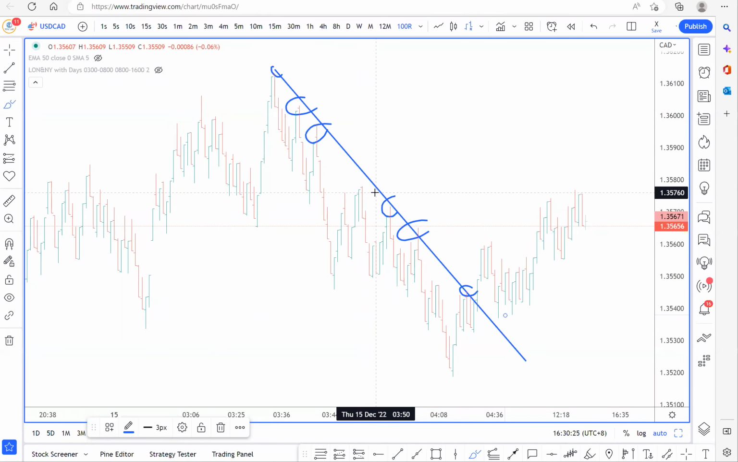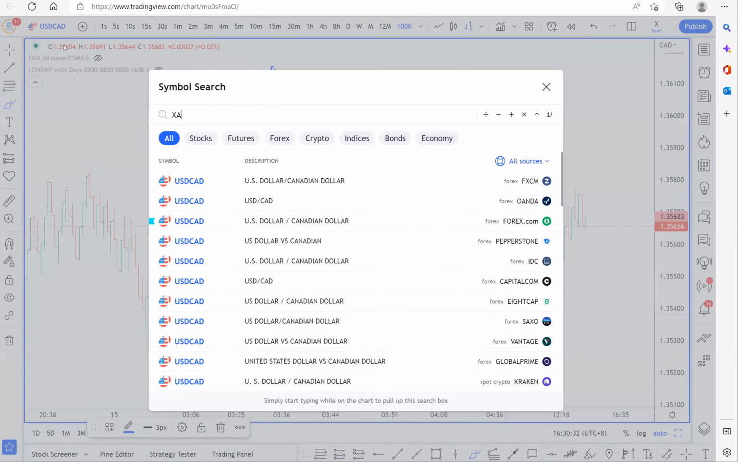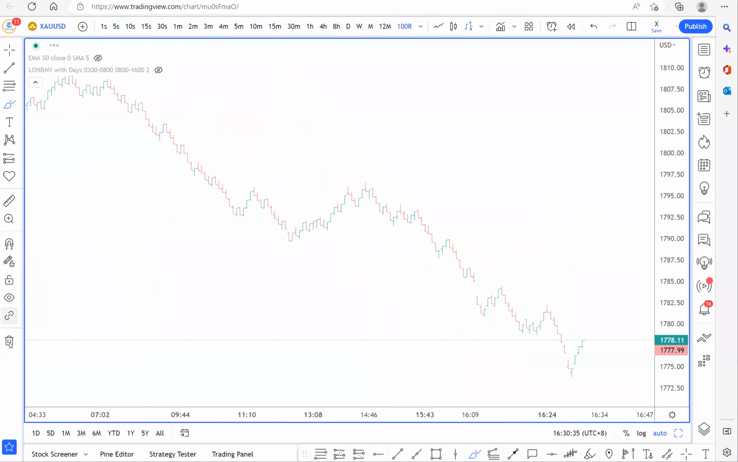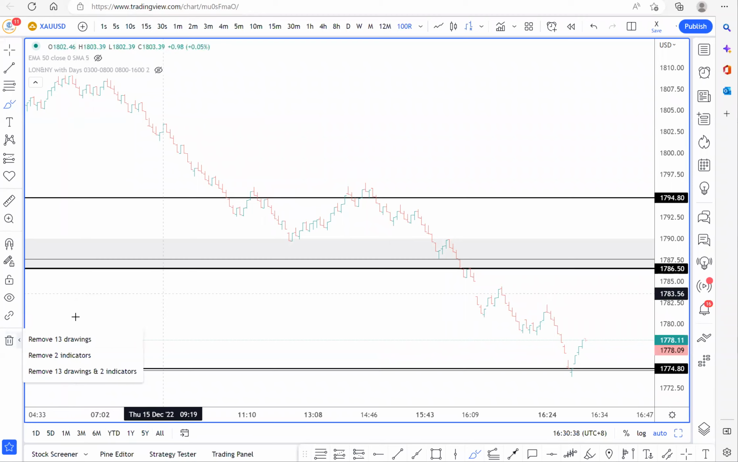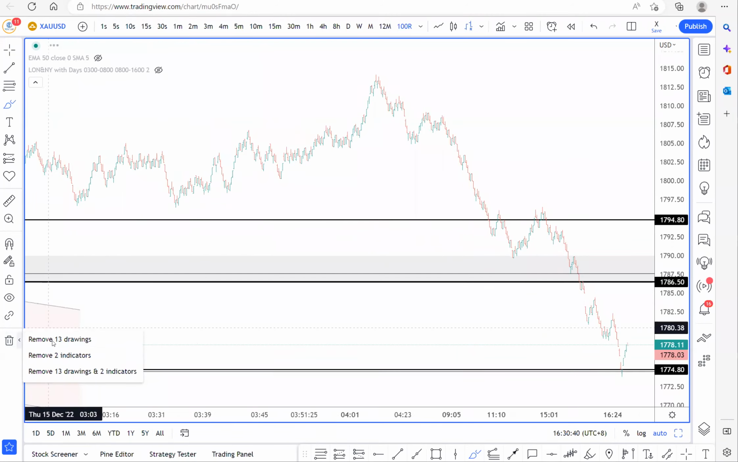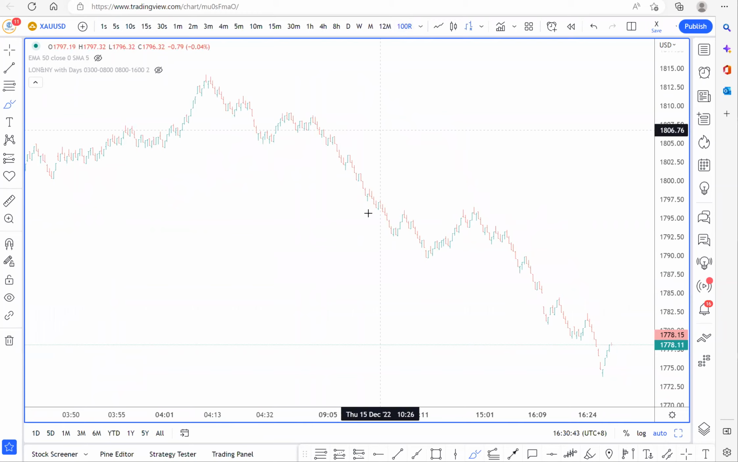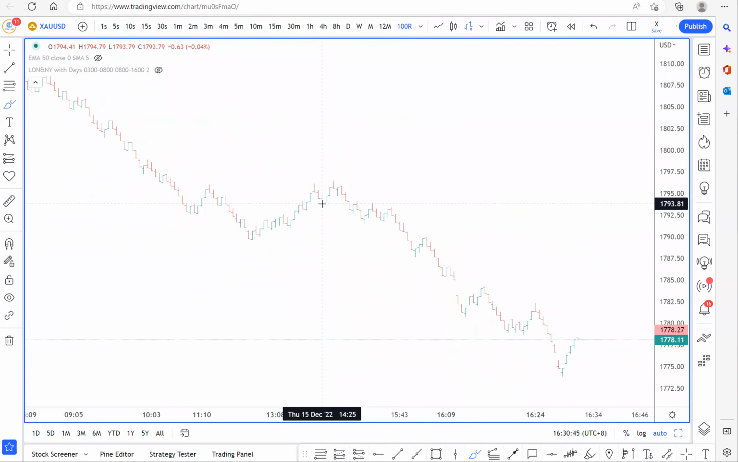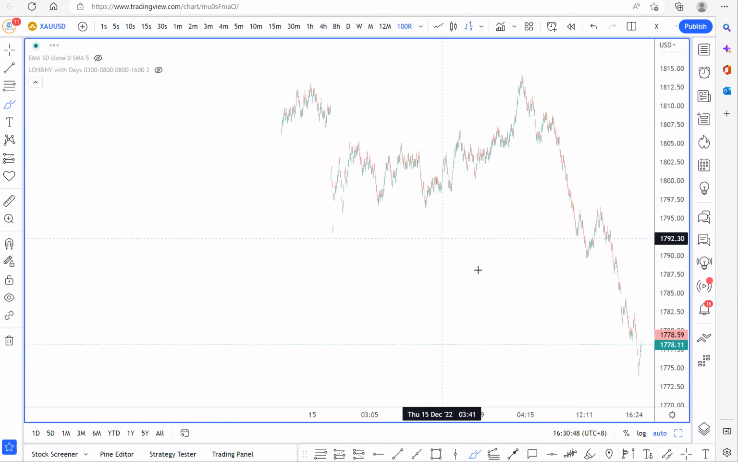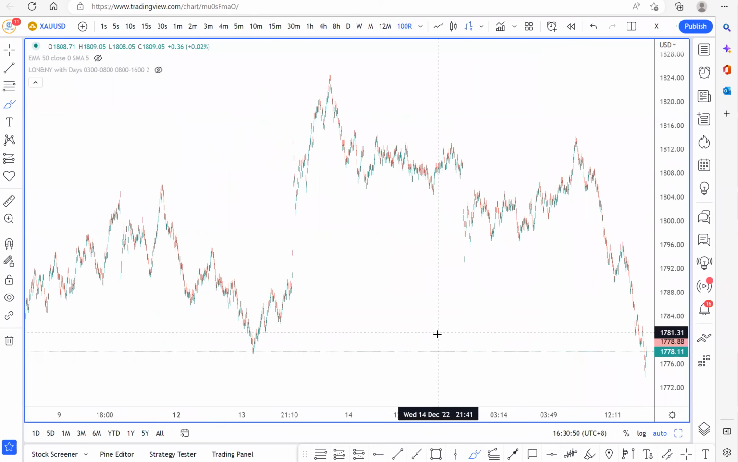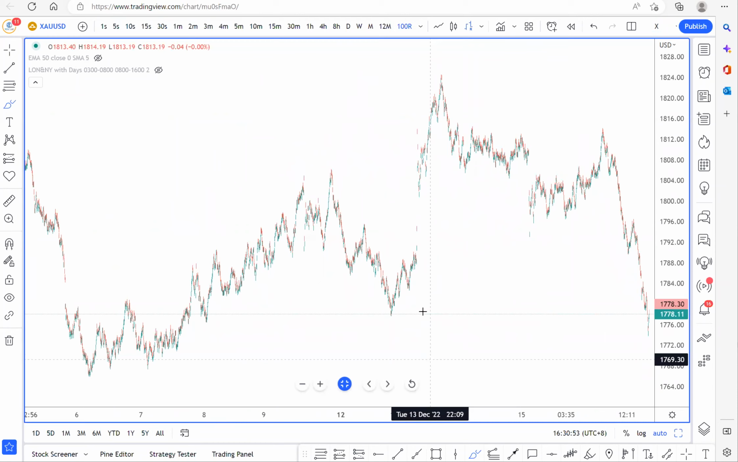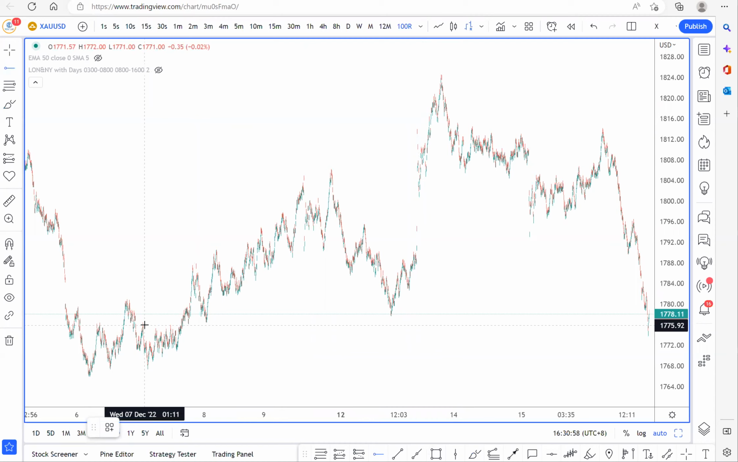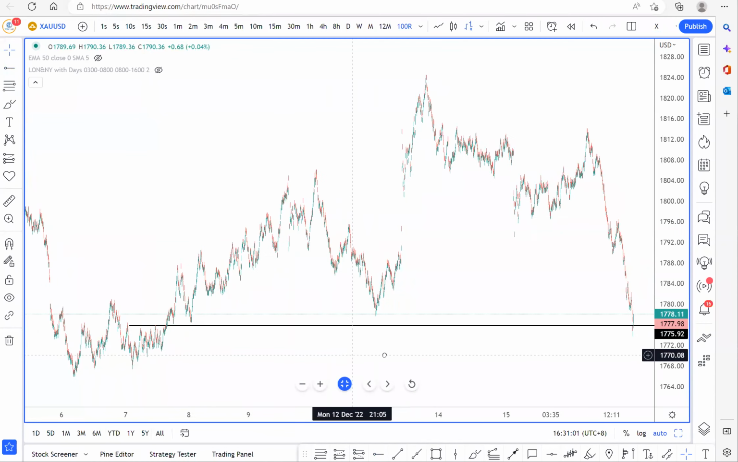Okay, we have a request: can you do a demo of this type of chart for Gold? Yep, sure. Let's take a look at Gold. Let me just remove all of these drawings. Okay, so we don't have much on Gold, just looking at the range bar chart. You can see this region, this area here.